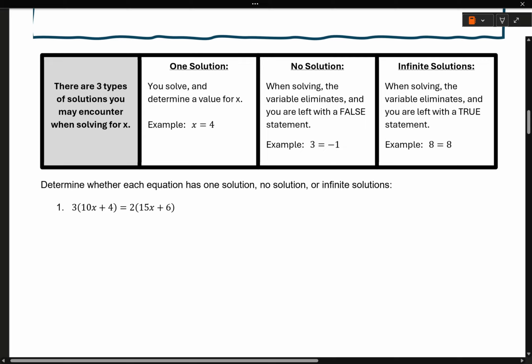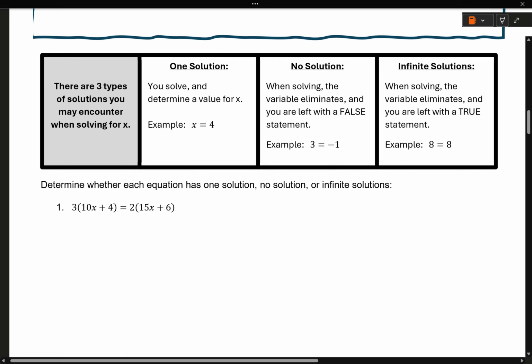All right, so here's the type of solutions we have. First, we have one solution. One solution is like the solutions we've been getting throughout this past week, right? X equals 4, X equals 3, X equals anything. It's an answer. We could also have two kind of weird answers.